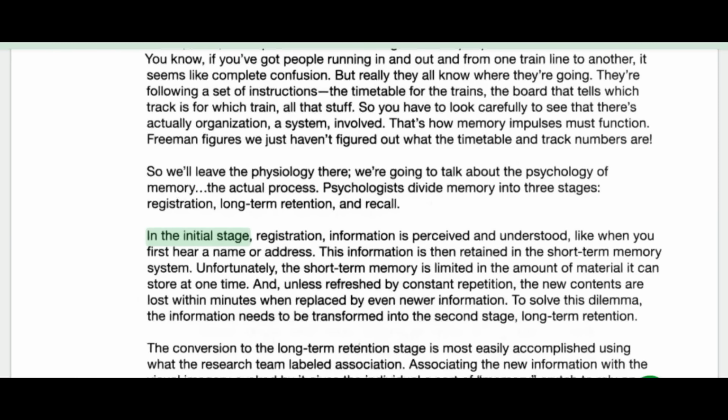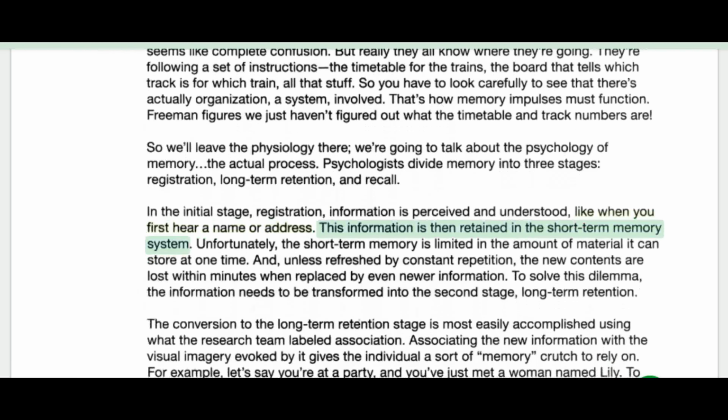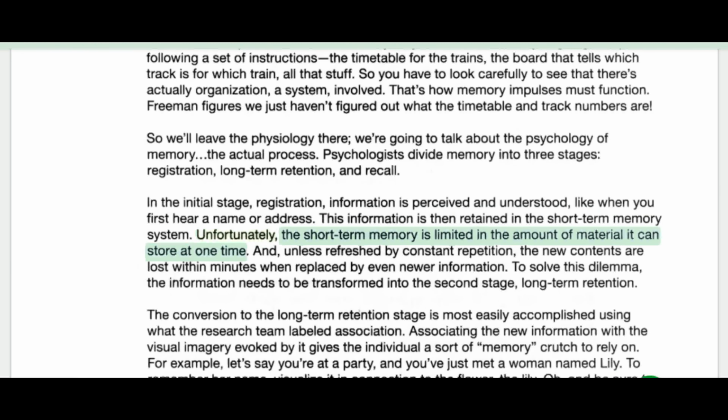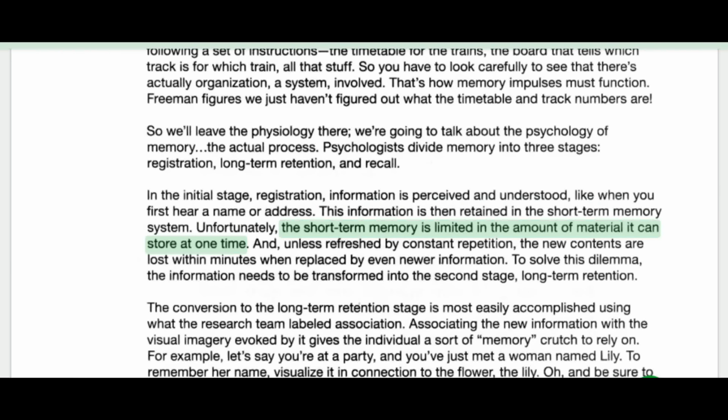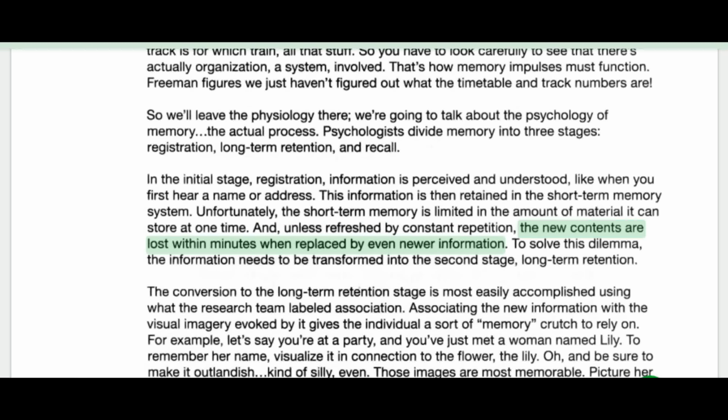In the initial stage, registration, information is perceived and understood, like when you first hear a name or address. This information is then retained in the short-term memory system. Unfortunately, the short-term memory is limited in the amount of material it can store at one time. And, unless refreshed by constant repetition, the new contents are lost within minutes when replaced by even newer information.